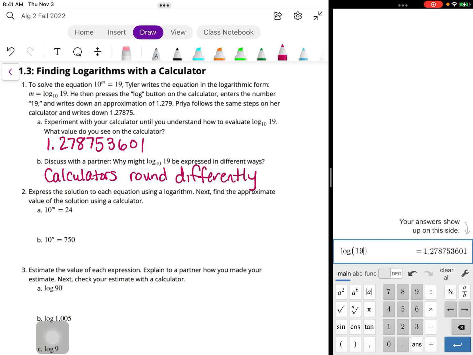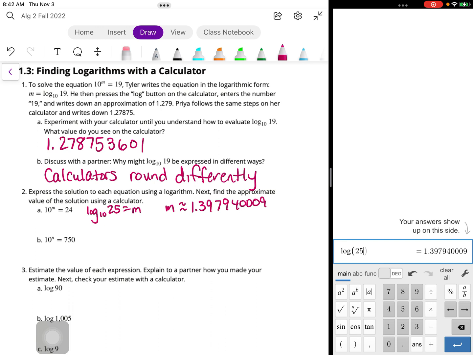All right, so now we're going to express the solution to each equation using a logarithm, and then we're going to be able to approximate it using a calculator. We don't have to use a table anymore. All right, so we have log base 10 of 25 is equal to m. Again, this is log base 10, so we're good with our log button, and we're just typing in 25. So m is approximately 1.397940009, and you will probably be told on any practice problems or assessment problems how far you need to round if you're giving an approximate value.